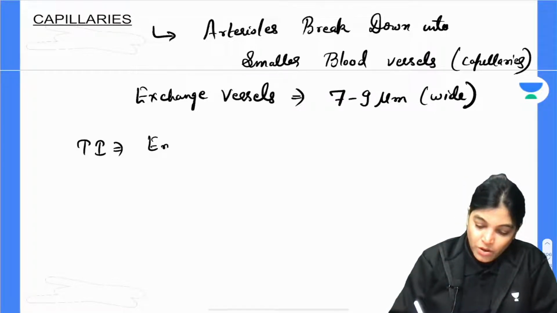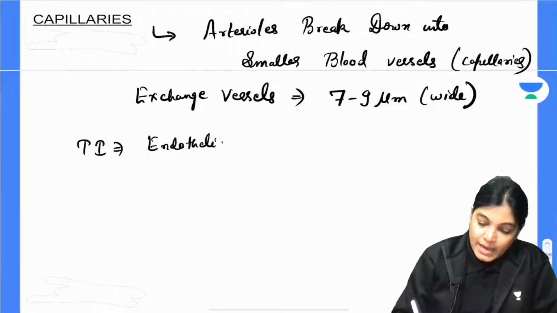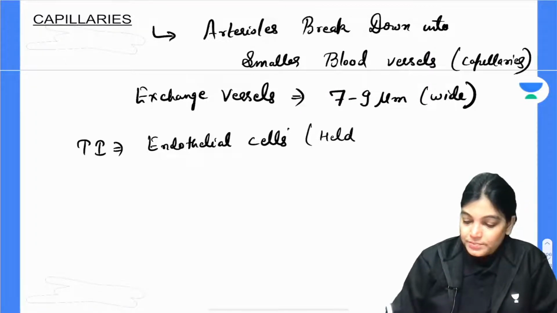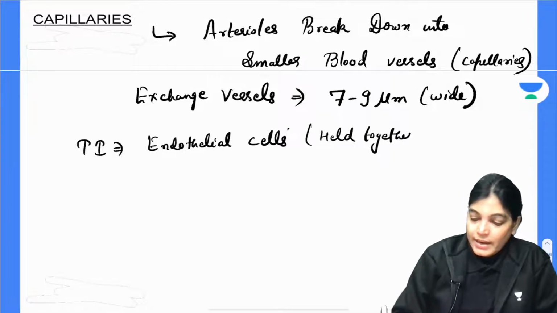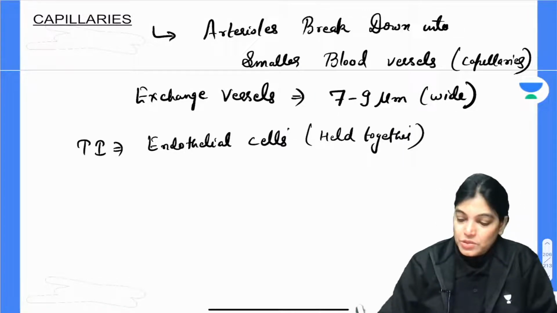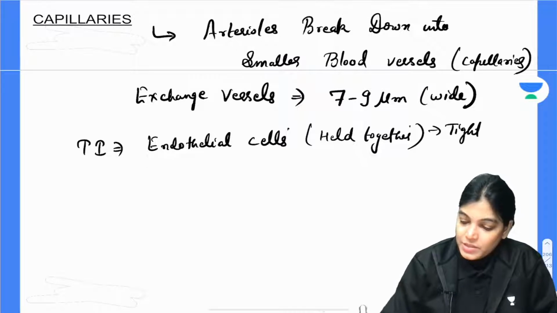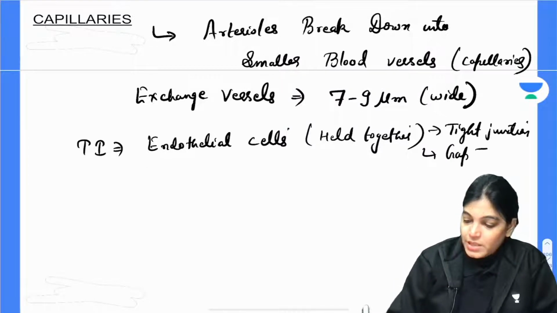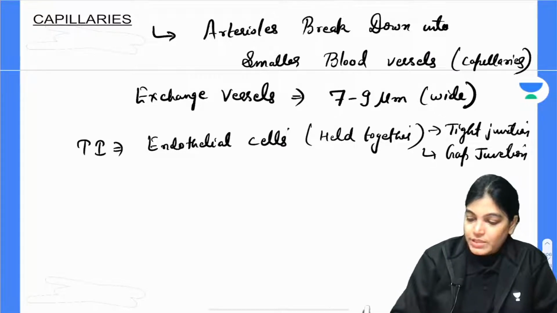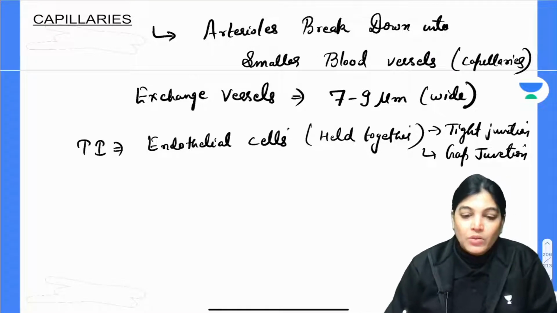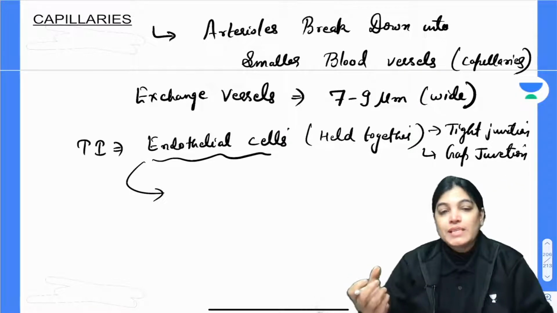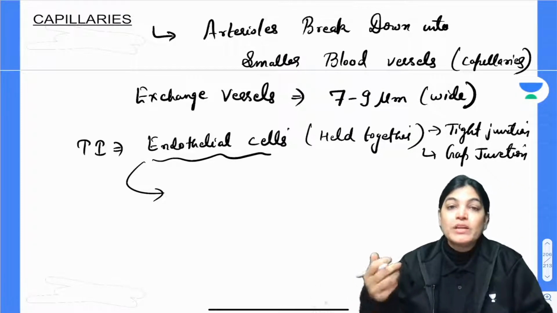These endothelial cells are held together either by tight junction, as in case of somatic capillaries, or by gap junctions, as in case of sinusoids and fenestrated capillaries. Okay. Now, in these endothelial cells, there is a presence of another type of vesicles. The name of these vesicles is pinocytic vesicle.